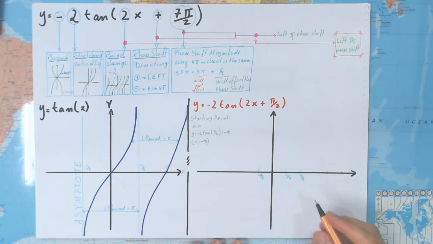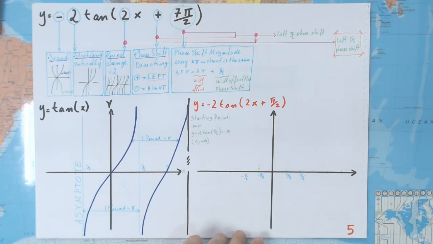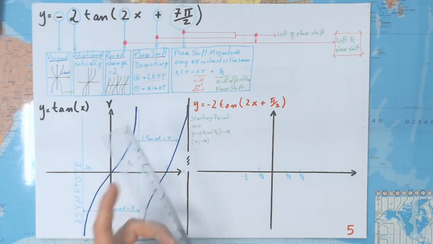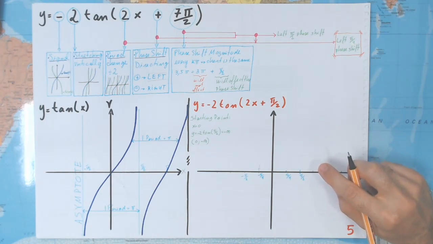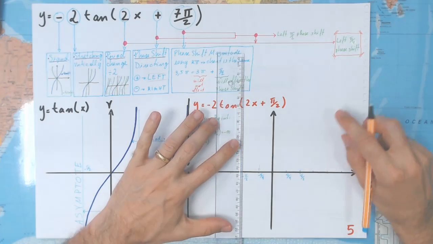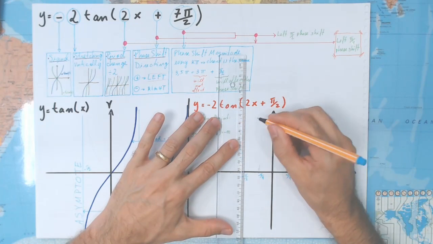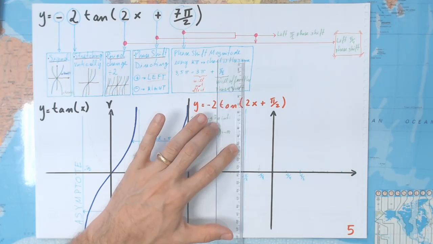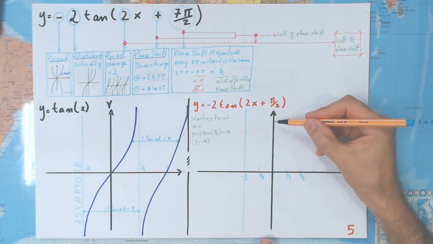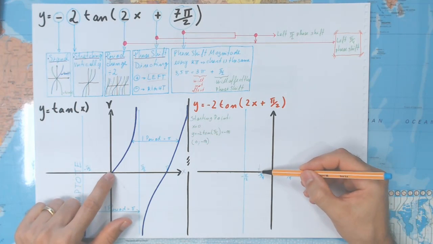So let's just try it. At minus pi over 2, we are going to have one asymptote, okay? And this is going to be the other one, okay? We just have to be careful what we are doing. So this is going to be one asymptote, okay? The other one is going to be this one, and that point is going to be this one.